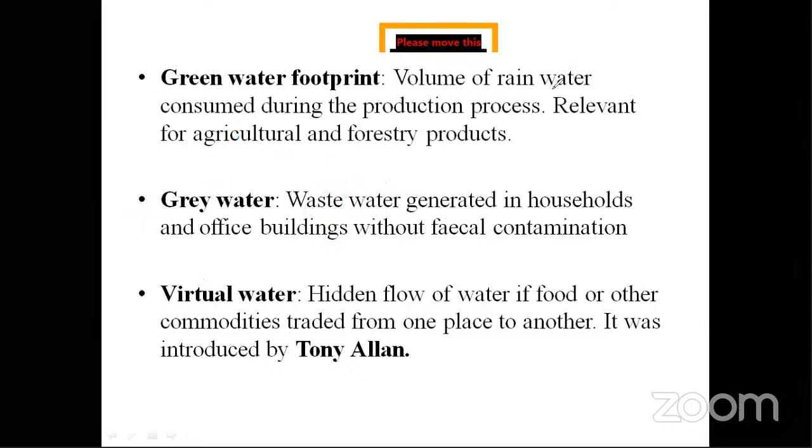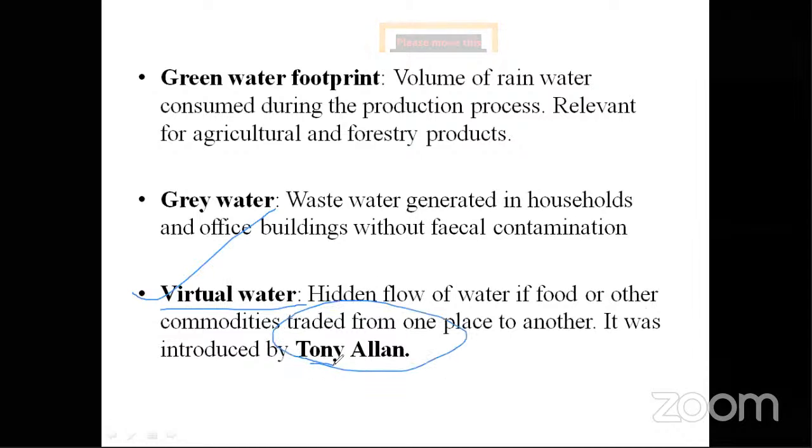Next one is virtual water. It is a new concept introduced by Tony Allen. It is a hidden flow of water. If food or other commodities are traded from one place to another, we know that generally exports and imports happen from one country to another country. Suppose for producing 1 kg of wheat, 500 liters of water is required, and we are transporting that 1 kg of wheat from India to USA. That means indirectly we are transporting 500 liters of water from India to USA. That is called virtual water.